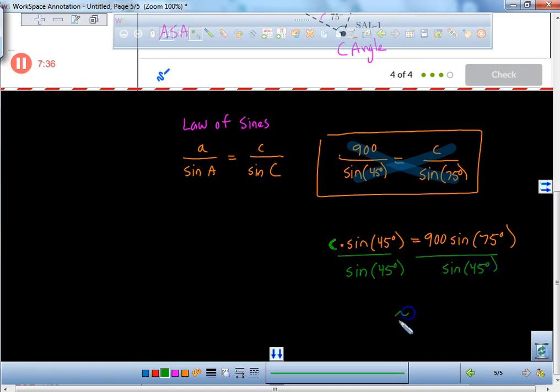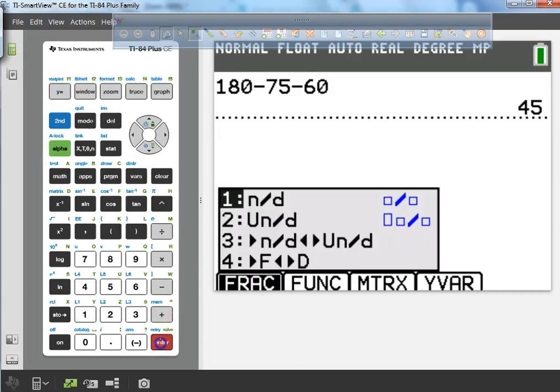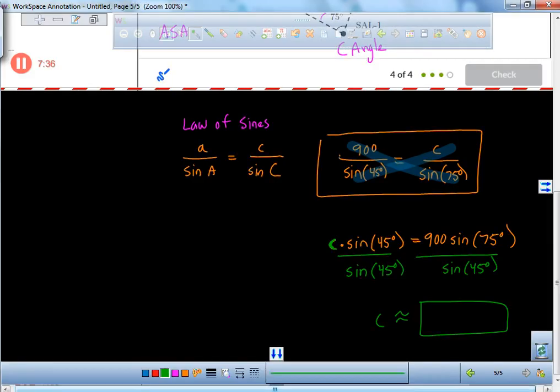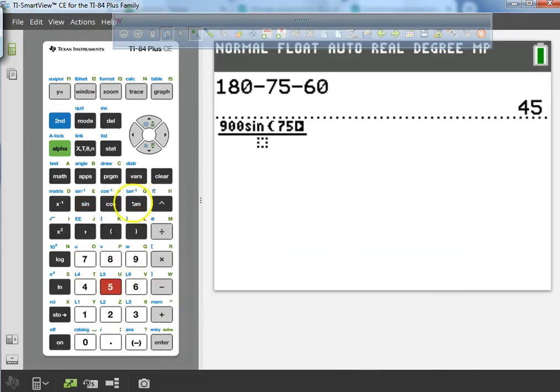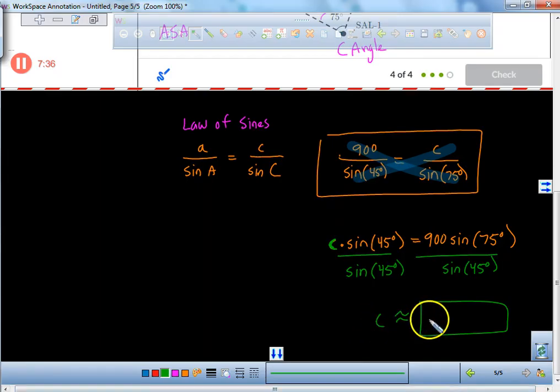So what we're going to do is find the approximate value of c. So we're going to take this to the calculator. I'm going to type it in carefully and press enter. So I'm going to hit alpha y equals enter. I'm going to type in 900, then the sine of 75, and then I'm going to divide it by the sine of 45 and press enter. And I get 1,229.42. So I'm going to write that down. 1,229 point what? Oh, 42.